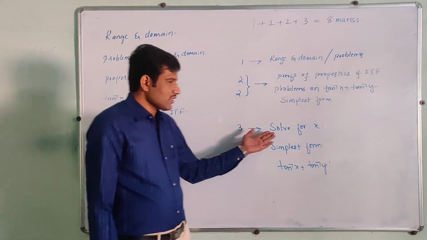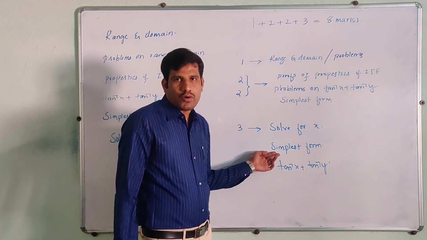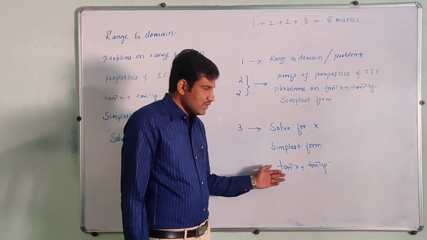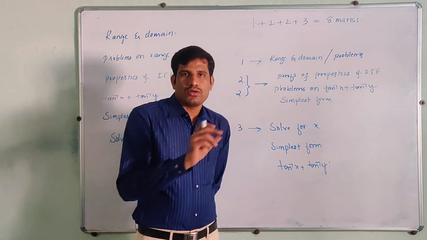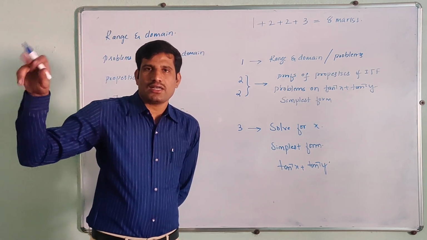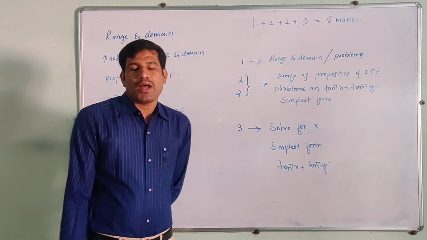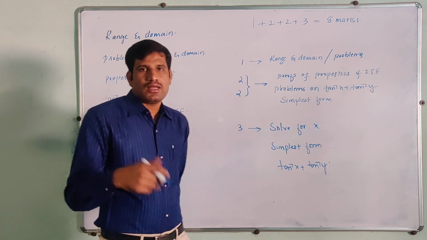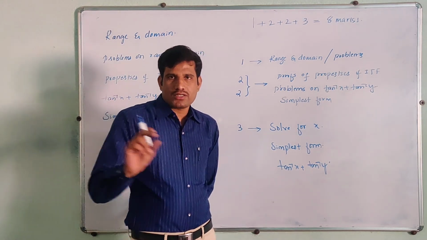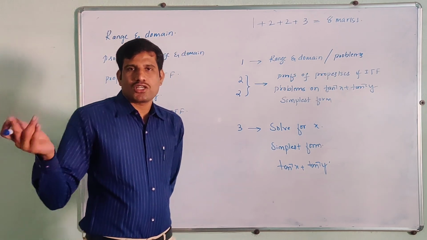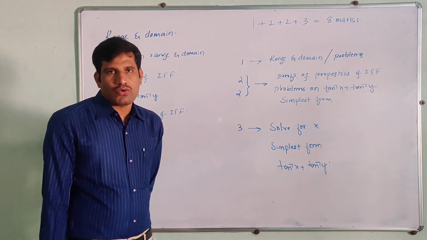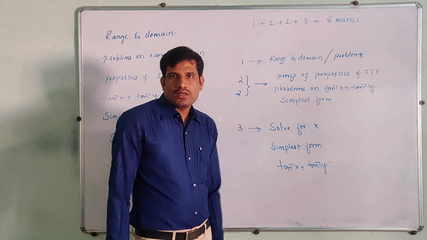They may ask solve for x for 3 marks. Sometimes they will ask the simplest form for 3 marks. Sometimes they will ask tan inverse x plus tan inverse y. We have done one problem now, so 4 terms are there. The right hand side is equal to pi by 4: tan inverse 1 by 3, tan inverse 1 by 5 plus tan inverse 1 by 7. So we have 4 terms, and the answer we should get is pi by 4. Such problems will be there for 3 marks.